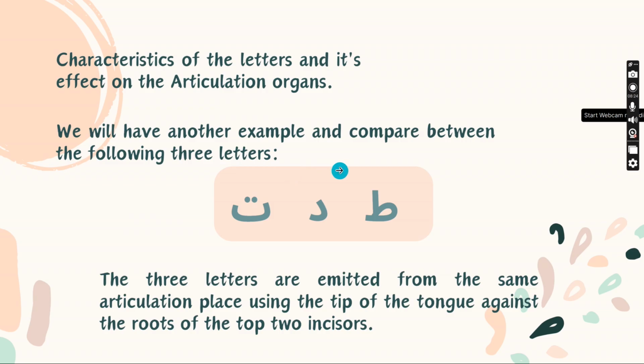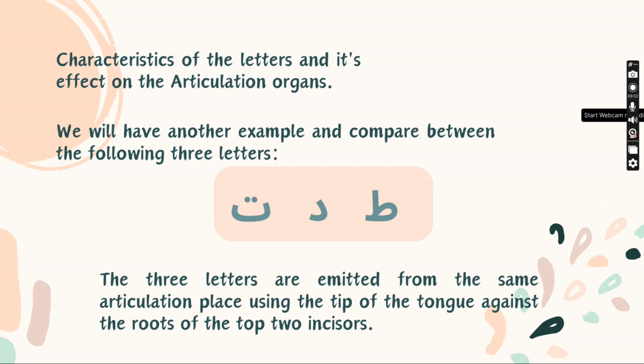We will have another example and compare between the following letters, the ta, the dal, and the ta. Now the three letters are also emitted from the same articulation point. What is their articulation point? They are the tip of the tongue against the roots of the top two incisors. We say ta, da, ta, exactly the same place, but there is a difference in sound between them.